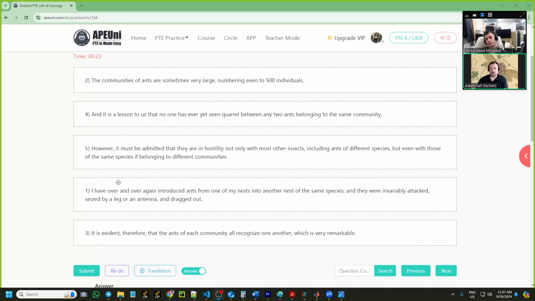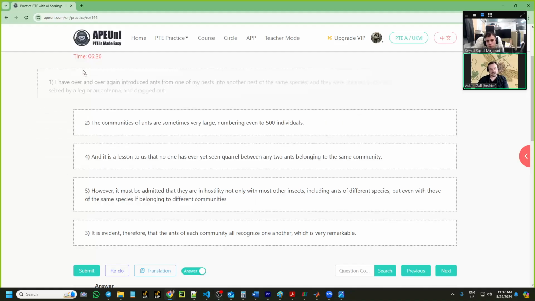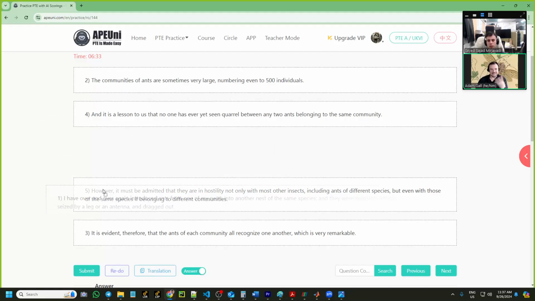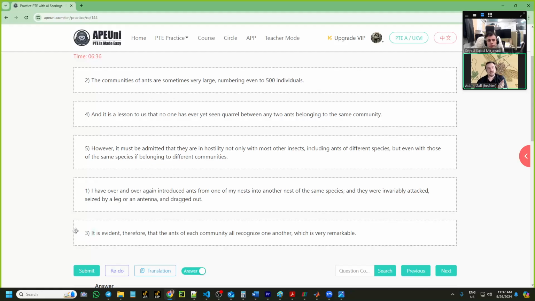One is much too concrete. I feel like we need more context of what the general idea is. If sentence one was written in a different way, if it said, you might have noticed ants attacking each other on the footpath, and then they went on to explain that, that could be another way of addressing this topic. But to talk about, I have over and over again introduced ants from one of my nests into another, and this is what happens, it feels like it's set up as an example of a more general pattern that they've already introduced.